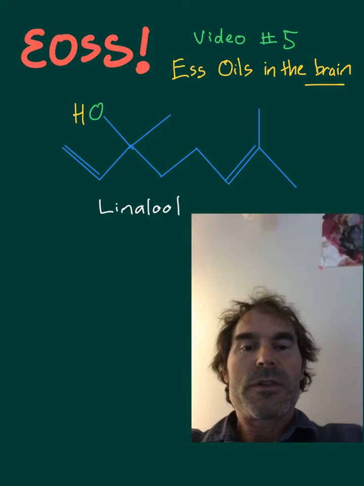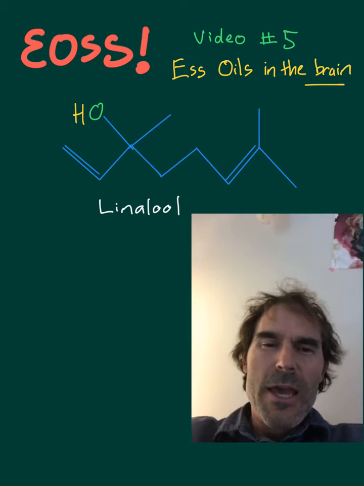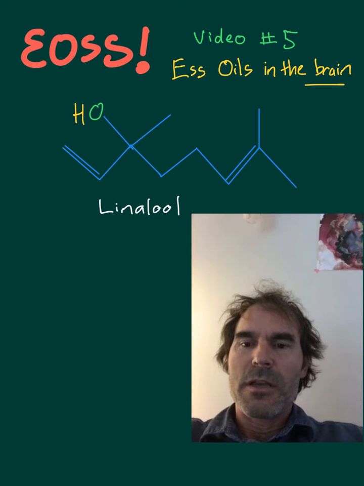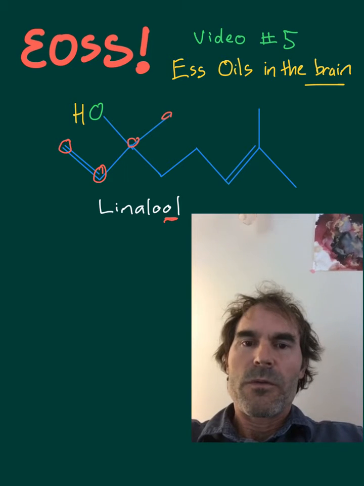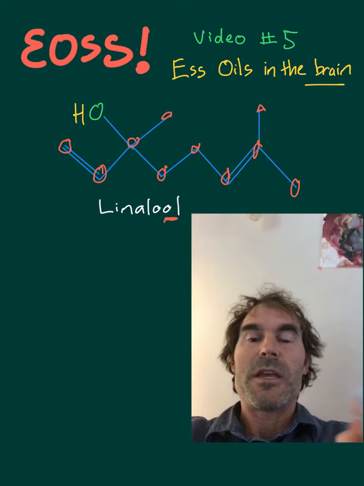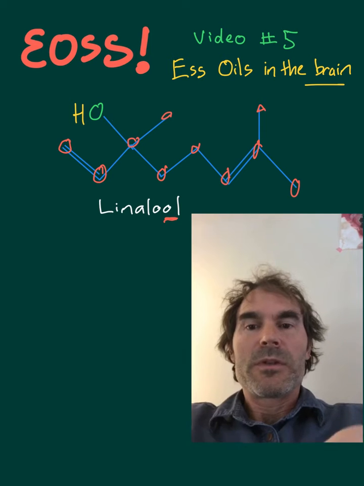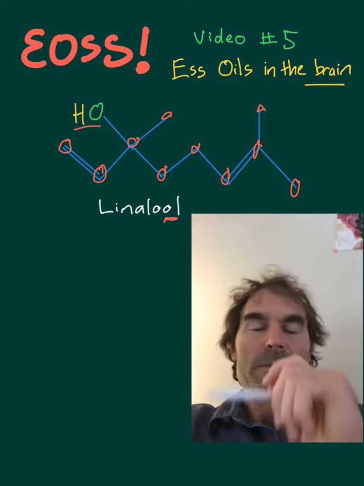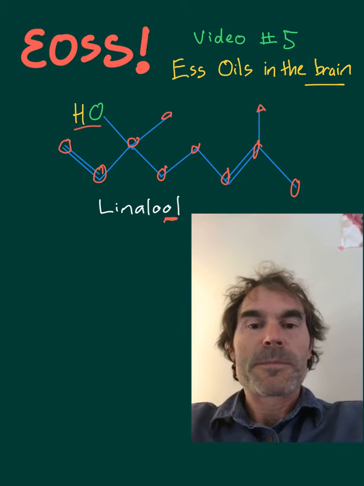Both of these substances contain this guy here, linalool, and as the OL ending suggests, this is an alcohol, and as 1, 2, 3, 4, 5, 6, 7, 8, 9, 10 carbons suggest, it's a monoterpene. With this oxygen, it's a monoterpenoid, and in particular an alcohol.